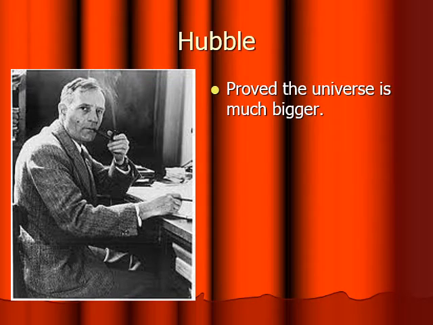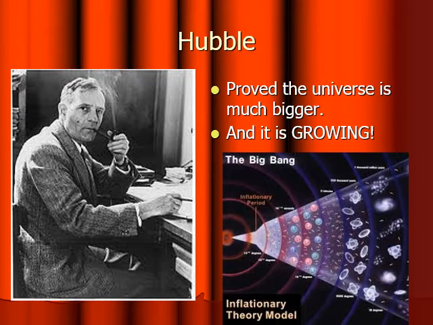So Edwin Hubble proved that the universe is much bigger, but he also proved another thing. He showed that the universe is growing. And we're going to talk about the evidence for this in class. But for right now, all you have to understand is that what Edwin Hubble saw when he looked out in his telescope was that all of these galaxies that they had now discovered seemed to be moving away from us, which was very odd to think about.